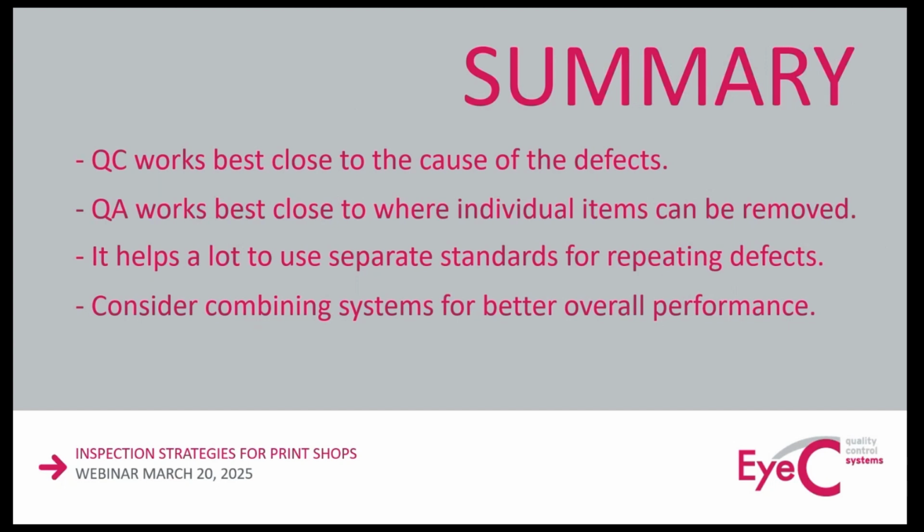Summary. Quality control works best close to the cause of the defects. Quality assurance works best close to where the individual items can be removed. And it helps a lot to use separate standards for repeating defects. Consider combining systems for better performance overall, like we did in the last sample.